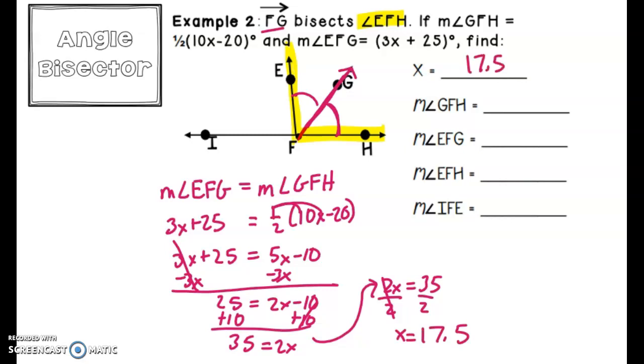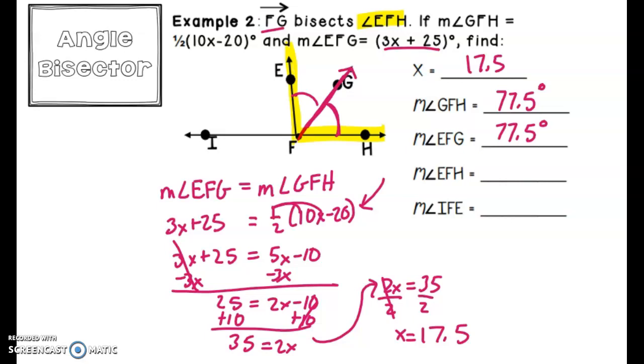Now, it wants us to find GFH. So keep in mind, GFH is this formula here, half parentheses 10x minus 20. So you're going to plug in 17.5 into that formula and plug it in a calculator. And I get 77.5, and it's talking about an angle, so I need to put degrees. Now, same thing with EFG. You had the formula 3x plus 25. So just plug 17.5 in for x, and you get 77.5 degrees. That's a good check because if it bisects, it should be equal. And so that means that the two angles are equal to each other, which checks out.